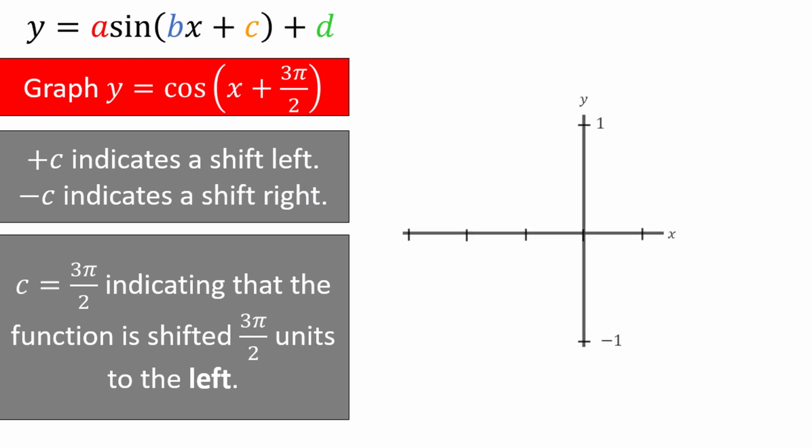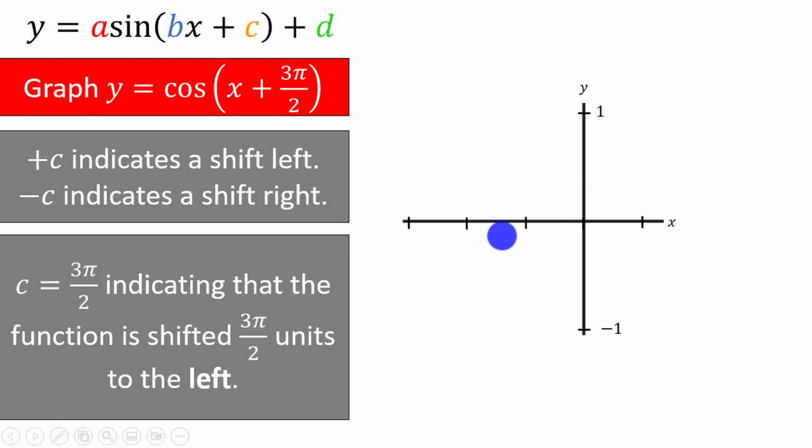Let's graph our function. Typically, the cosine function starts at 0, 1, but since we are shifted 3 pi over 2 units to the left, we will instead start at negative 3 pi over 2, 1. Now for trigonometric functions, we have an important key point on the graph at every quarter of the period. In the case of cosine, the period is 2 pi, so 1/4 of that is pi over 2. That means we will have an important point on the graph at every pi over 2 radians.